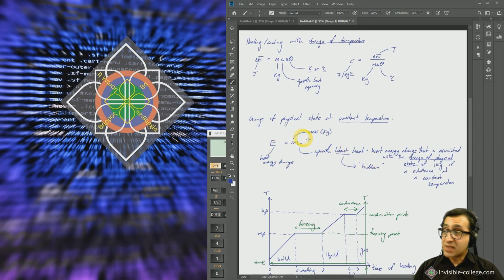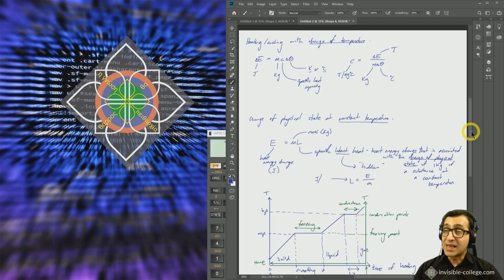So if we wanted units to accompany our definition of specific latent heat, we have the units for heat energy change, it's simply joules. We have the units of mass, which is kilograms. If we rearrange this equation to make L the subject, we get specific latent heat, L, equals the energy change per unit mass, which is energy divided by mass. So the units for specific latent heat are going to be joules per kilogram. The amount of heat energy in joules which is required to melt or boil something, or the amount of heat energy in joules which is given off when you condense or freeze something.